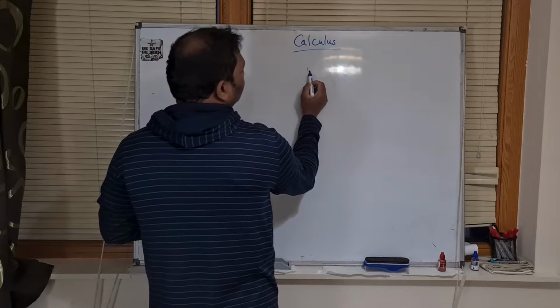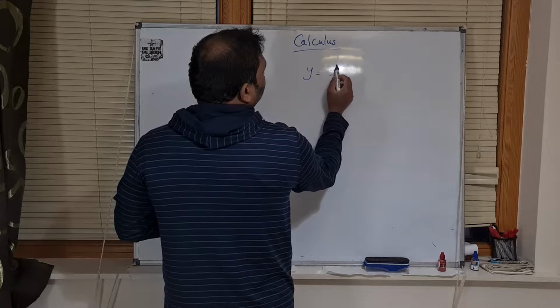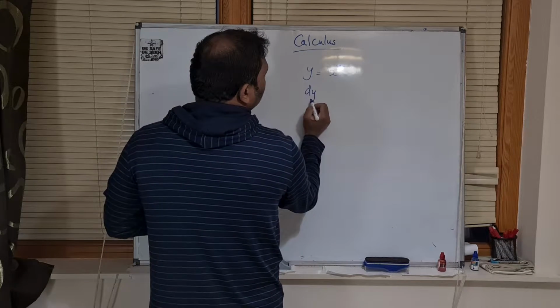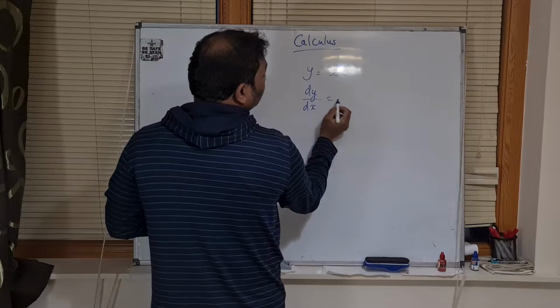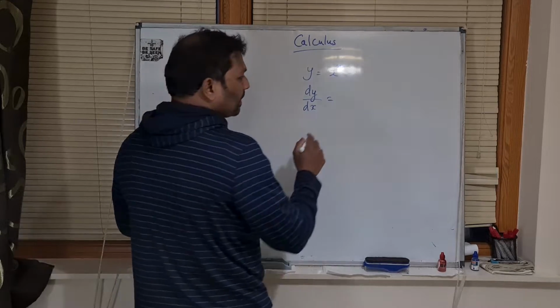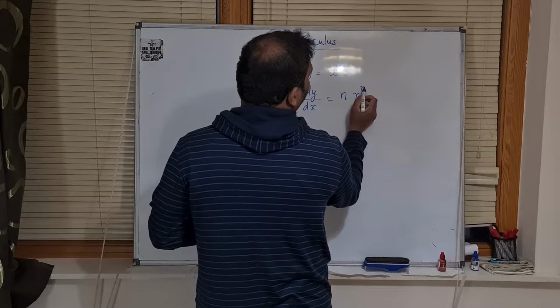Say for example, if an equation is like this, y is equal to x to the power of n, the differentiation of y with respect to x is going to be n times x to the power of n minus 1.